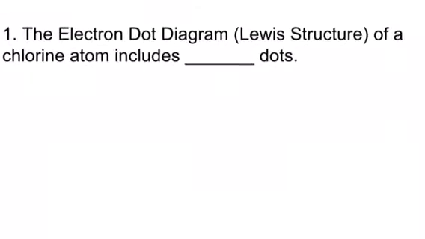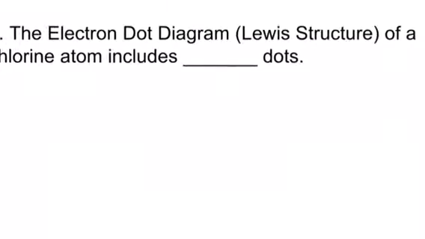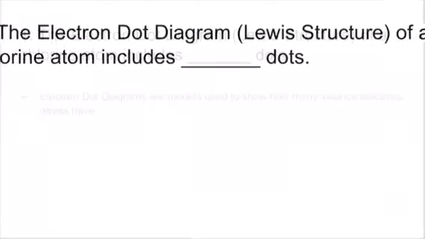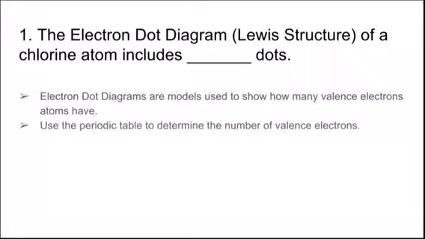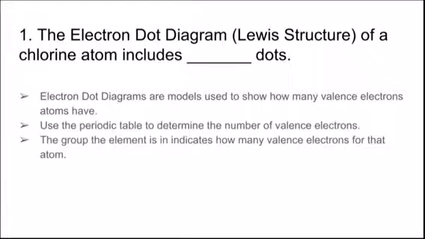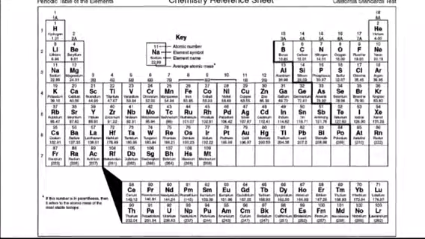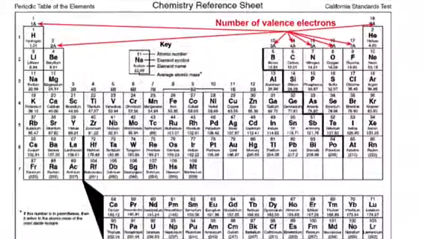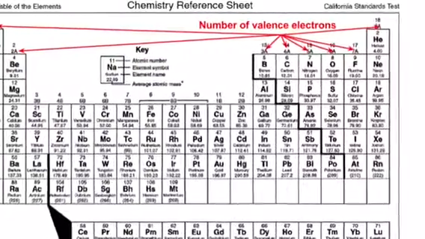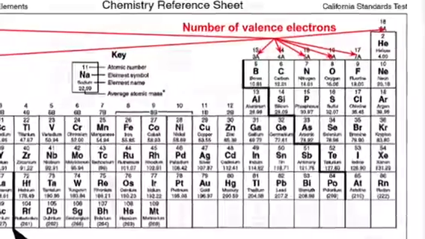Question number 1. The electron dot diagram or Lewis structure of a chlorine atom includes how many dots? Well, we know electron dot diagrams are models used to show how many valence electrons atoms have, and we use the periodic table to determine the number of valence electrons. The group that it is in on the periodic table reminds us how to determine how many valence electrons that atom will have. It is those numbers by the letter A that we determine those valence electrons by.